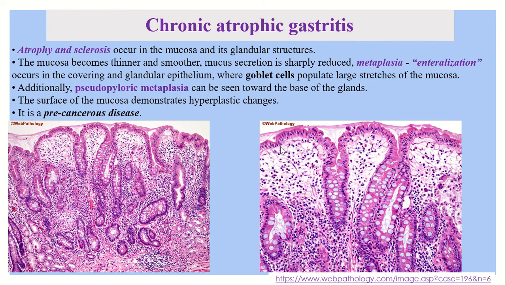Another type of gastritis is chronic atrophic gastritis. Here we can find the atrophy and sclerosis in the lamina propria, and the major features of the chronic atrophic gastritis are, together with the atrophy of the glands, the finding of the metaplasia, especially the intestinal metaplasia with the goblet cells. Here we see the presence of abundant goblet cells in the stomach.